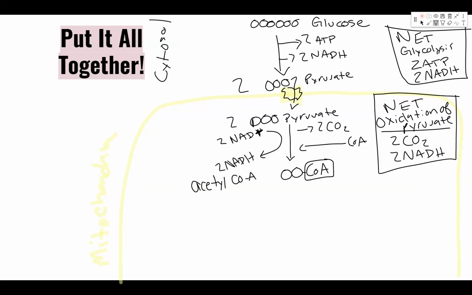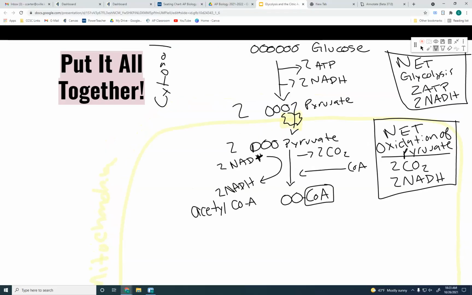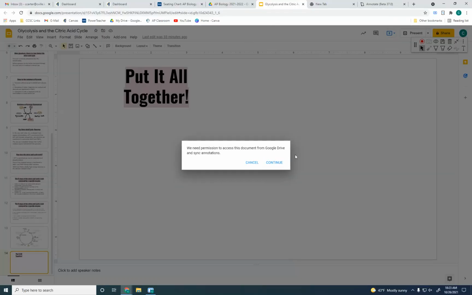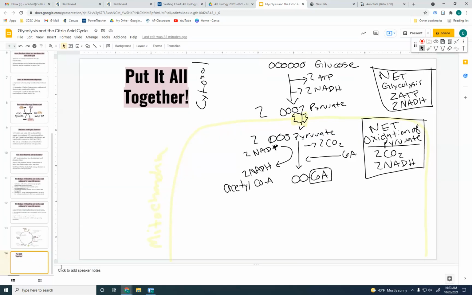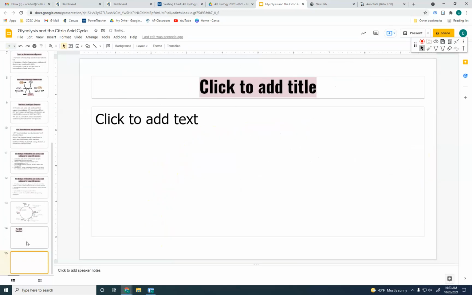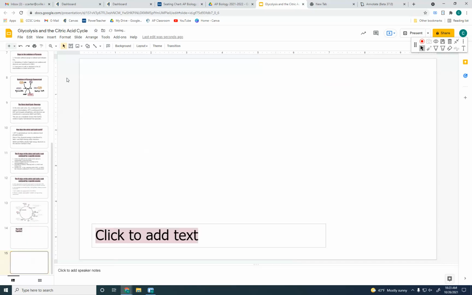I know that kind of got messy. Y'all tracking this? Do I need to do something different? Okay. I don't have the space up here to go into the citric acid cycle, so I'm going to move to the next slide and pick up there. But you guys can keep going on yours.